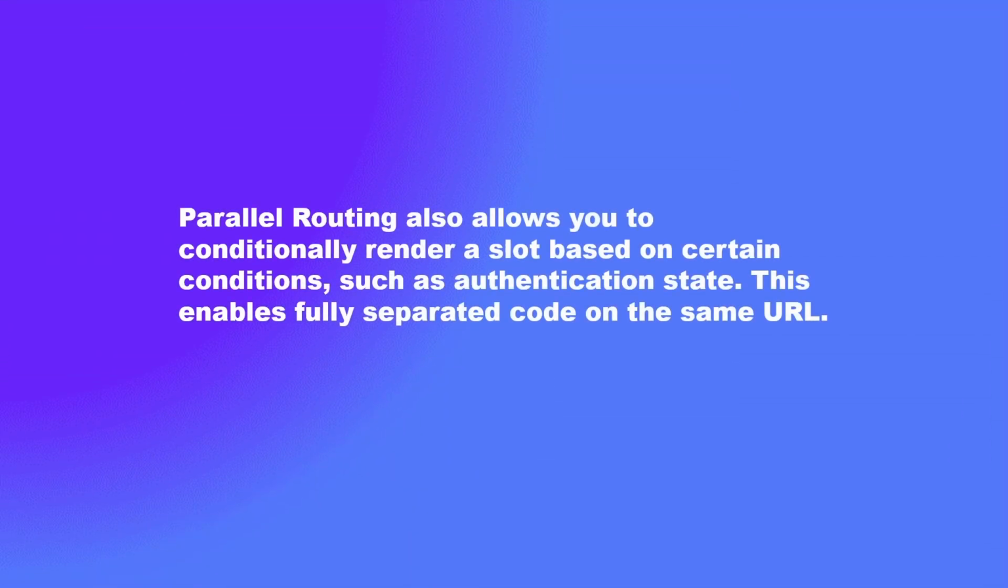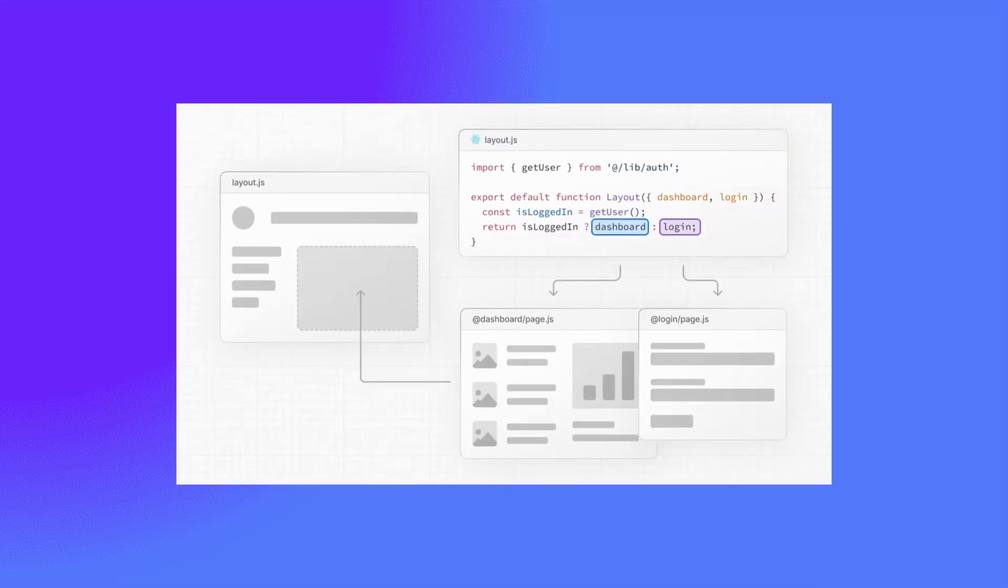Next, I'm going to explain parallel routing with conditions. Parallel routing also allows you to conditionally render a slot based on certain conditions such as authentication state. This enables you to fully separate code on the same URL. In parallel routing, we will render the page on the basis of a condition. This is a simple example of parallel routing. So we have two components. We are rendering these components with the condition.